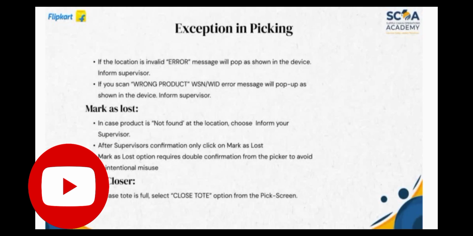Exception in picking. Scan location. Invalid location, error message: inform supervisor. Wrong product, error message: inform supervisor. Mark as lost. If product not found, inform supervisor. After confirmation, click Mark as lost, which requires double confirmation. Tote closure. If the tote is full, select close tote.